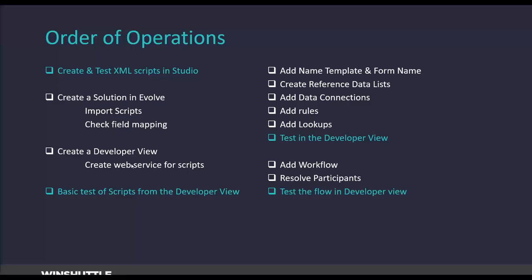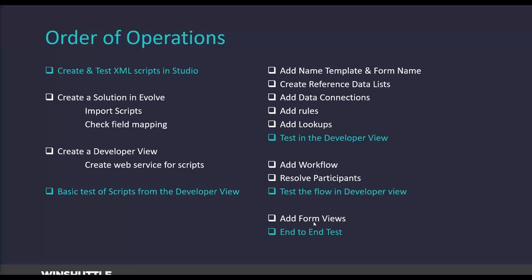We will create web services, test our scripts first from the form, make sure they're working. Then we'll go add lots of different stuff here. So name, template, rules, lookups, whatever else you want to do. Make sure it all works here before you jump in to add the workflow and resolve participants and add form views. There should be one more bullet here. So the form views, it's here, is the last thing we will do. And we'll do the end-to-end test after that, right?